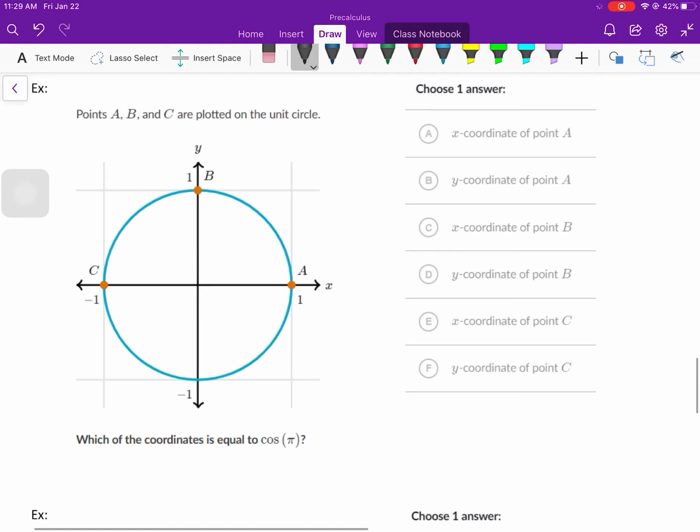A, B, and C are plotted. What are the coordinates of cosine of pi? So we already learned right here is pi, right? Right at that point, that's halfway across the circle. Cosine's the x coordinate, right? That's cosine. So the x coordinate of C.